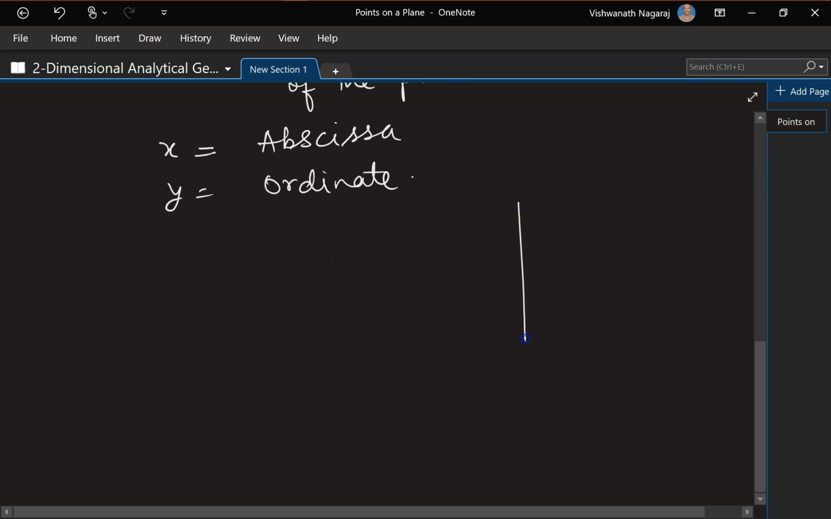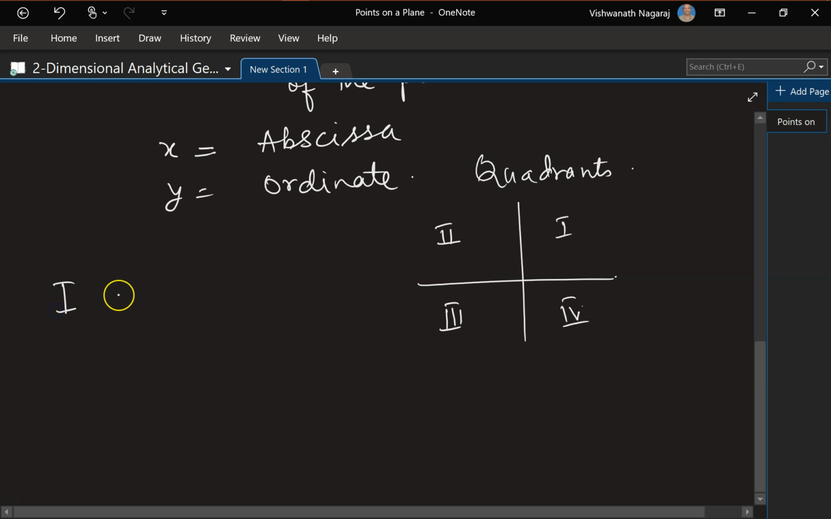Now again, if we look at this, we end up with four quadrants. First quadrant, second quadrant, third quadrant and fourth quadrant. So these are the quadrants. Now in the first quadrant, a point can be specified using x comma y, because here x and y are positive real numbers.